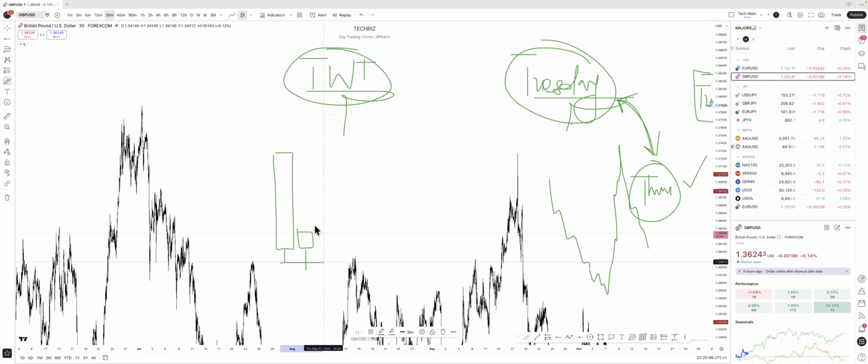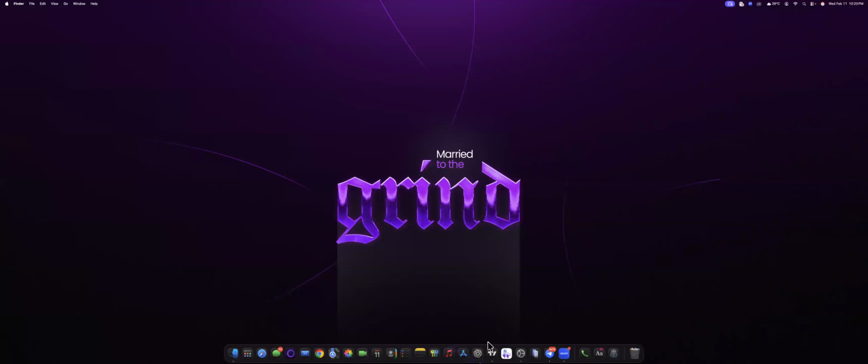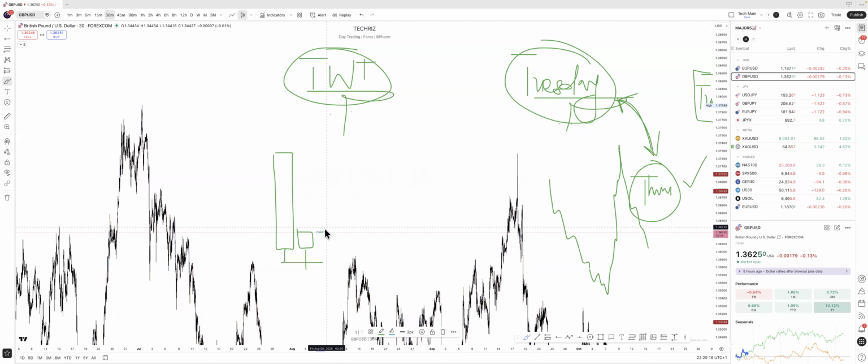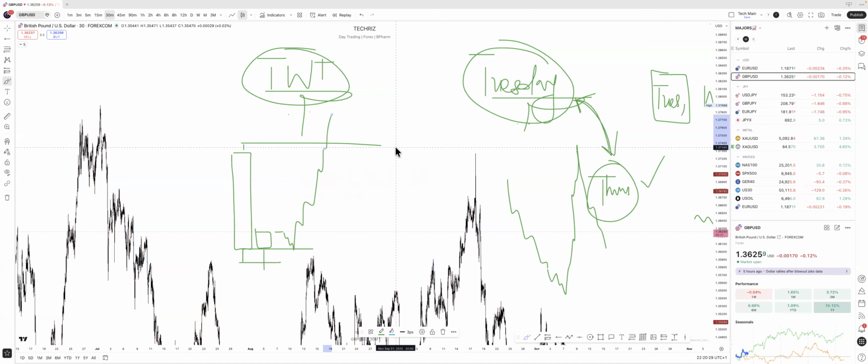Second week will form the manipulation. Then it is your job to trade the third week. It is your job to trade the third week, the distribution week, right?